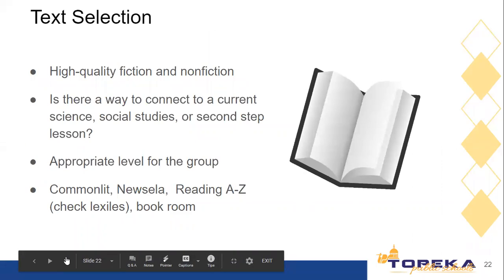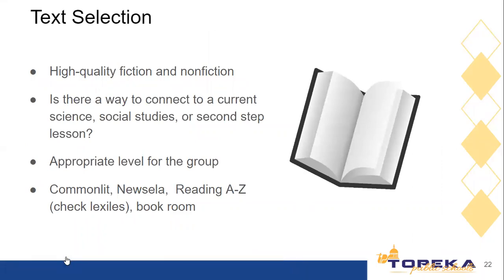So how do you select text for guided reading? First of all, we want to remember that we want to look at text in all different types of genres, fiction and nonfiction, for example. Also, think about how you can connect to something that you're already teaching. If you're teaching content in science or social studies and you want to take a deeper dive into that content, how can you connect that to science and social studies, for example? It is a great way to look at cross-curricular teaching.